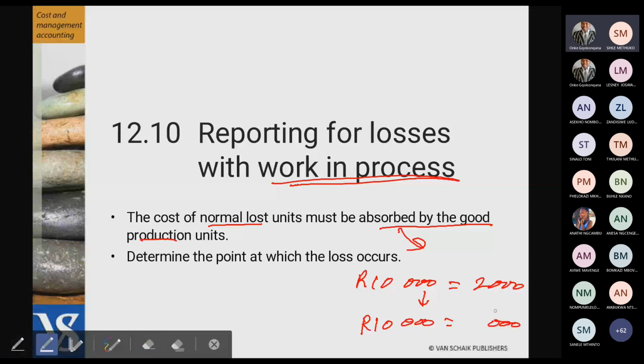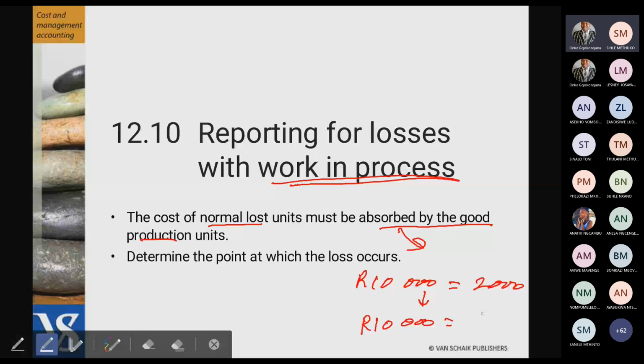In this case, instead of 2,000 units, let's say we lost 200, then we've got 1,800 units completed. So we cannot change the 10,000 and say let's also take away a cost that is equal to 200 units.